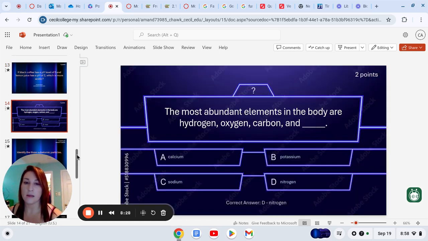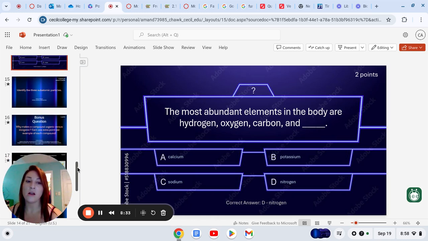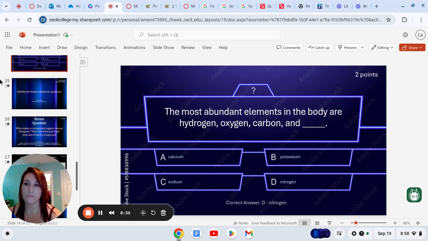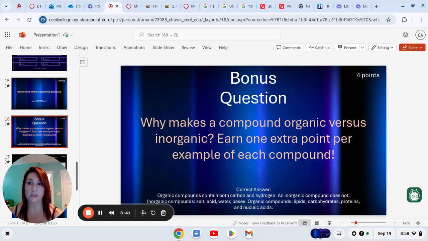And the next would be the most abundant elements in the body are hydrogen, oxygen, carbon, and nitrogen. The next question is to identify the 3 subatomic particles: protons, neutrons, and electrons. The next is what makes a compound organic versus inorganic, and then earn 1 extra point per example of each compound.